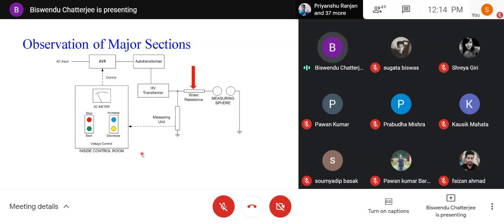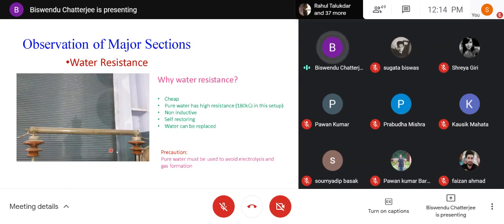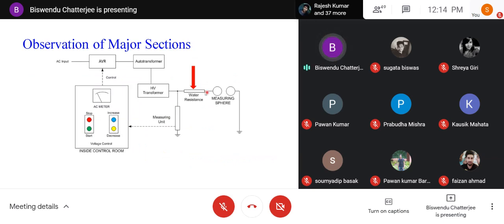Now comes a peculiar thing called the water resistance. Water resistance in the lab is supported between two insulators and is a cylindrical structure. If you see again, the circuit goes in series with the measuring sphere. First of all, why resistance? The sphere, if it fires, will be a short circuit. So the secondary of the high voltage transformer will be at short circuit. If it is so, the transformer will break down due to short circuit. To prevent that, resistance is given.